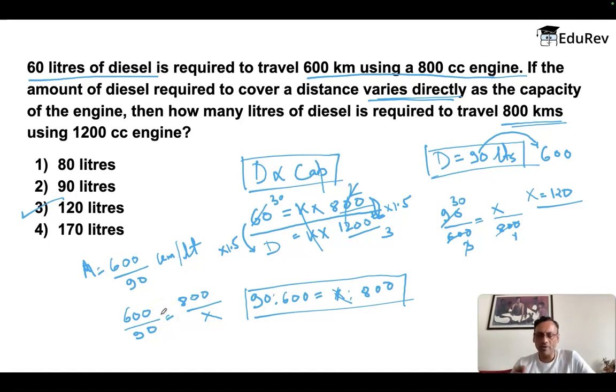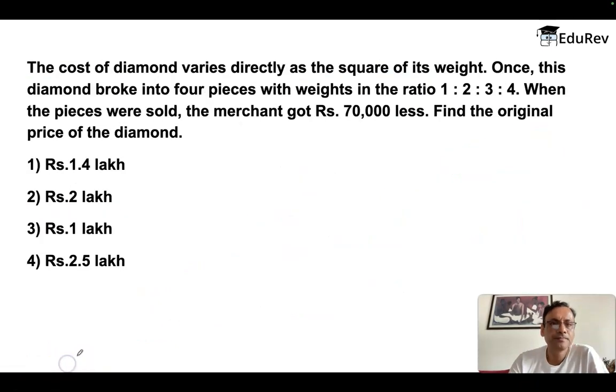Okay, simple question. Fine. Let's move on to the next question. Now, this is a very frequently asked question, asked in various types. We'll solve this question in two different formats, and it is a very good question which explains the concept of variation very well. The cost of a diamond varies directly as the square of its weight. So cost is proportional to weight square.